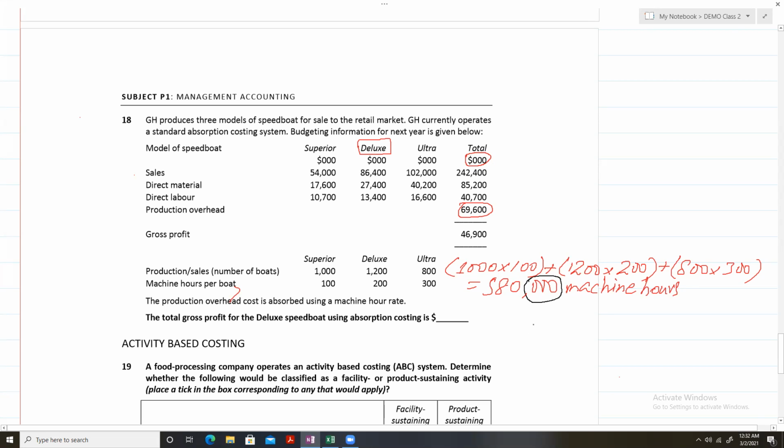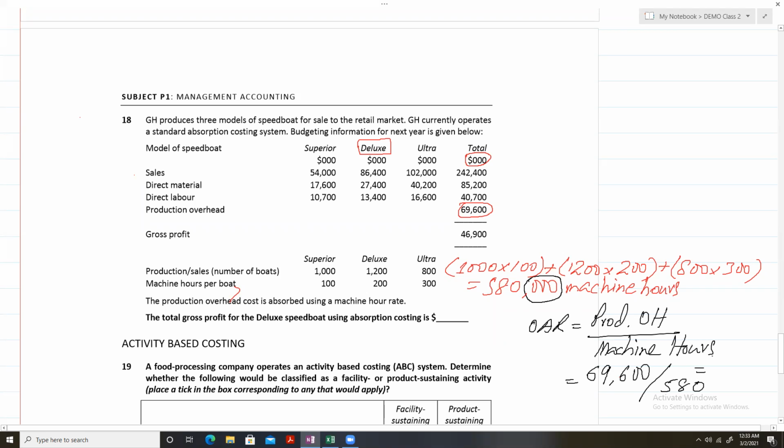So overhead absorption rate. How will we calculate the overhead absorption rate? We will take the production overheads as given in the question, and we will divide it by the total machine hours that we just computed. How much are the production overheads given in the question? 69,600 divided by 580.